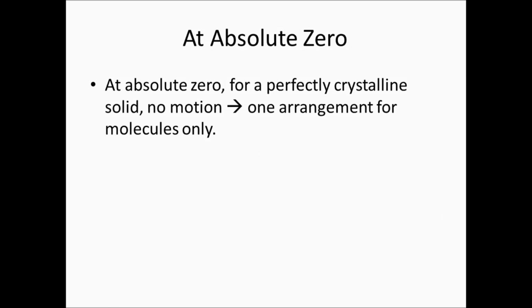At absolute 0, it is worth thinking about this, because for a perfectly crystalline solid, there is no motion for the molecule. There's only one way for a perfect array of atoms to be arranged. So therefore, as a result, W is equal to 1, so S is equal to Kb ln 1, which is equal to 0. And therefore, we reach what's known as the third law of thermodynamics.